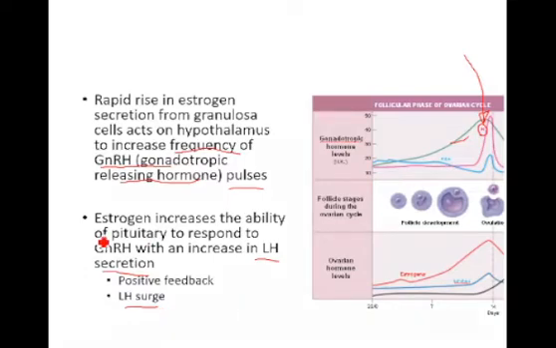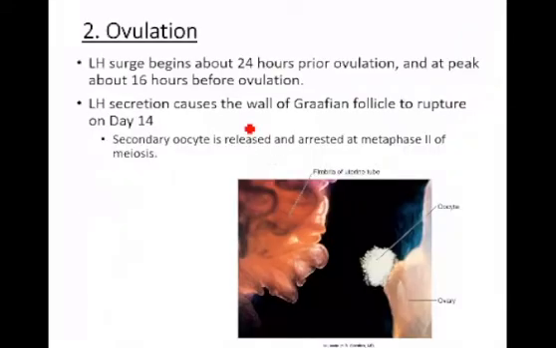The estrogen is just being produced continuously from the granulosa cells. Then it will trigger the brain, and the hypothalamus will release GnRH, to ask the pituitary gland to secrete the LH. So this is continuously happening, a positive feedback, until ovulation happens.